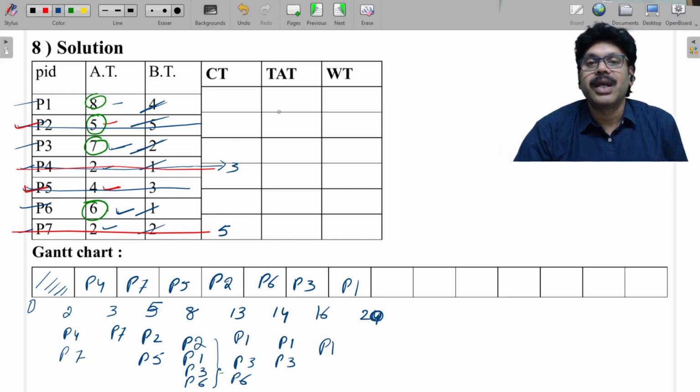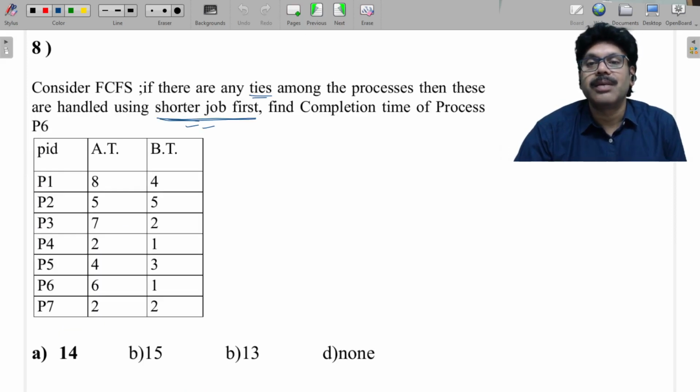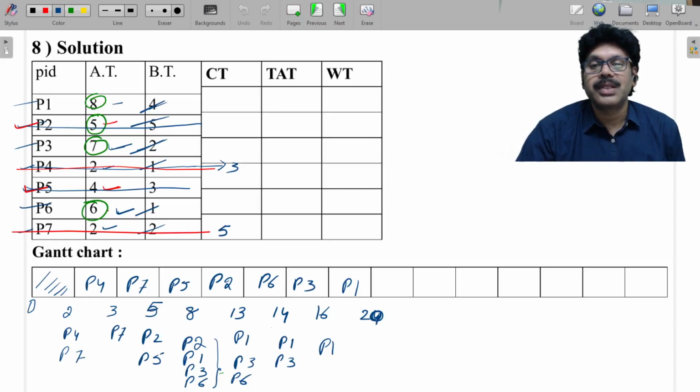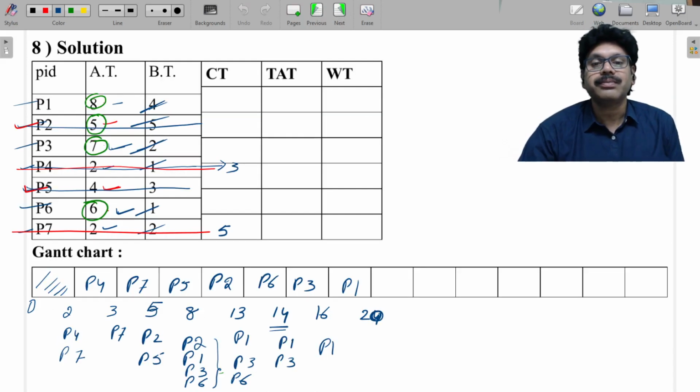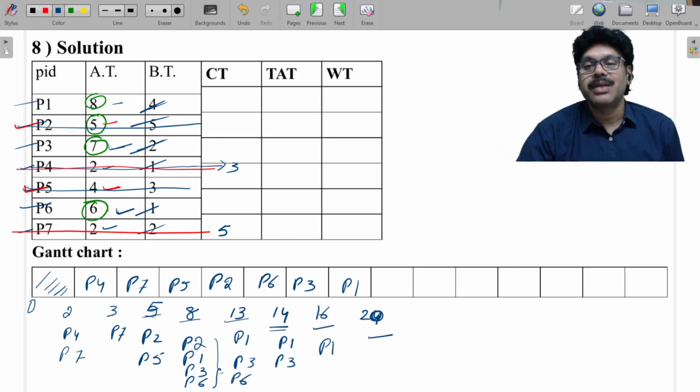So what are the completion times? What is being asked exactly? The completion time of process P6. Process P6 has completed at 14. So that is your answer. P1 is completed at 20, P3 at 16, P2 at 13, P5 at 8, P7 at 5, P4 at 3.